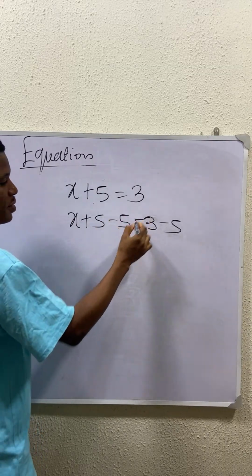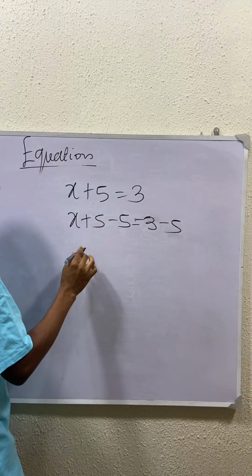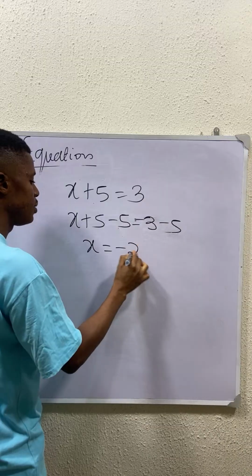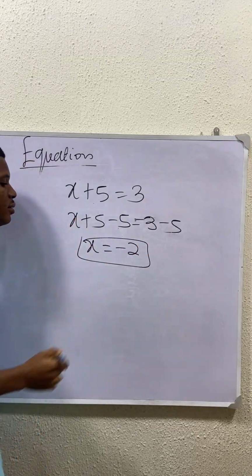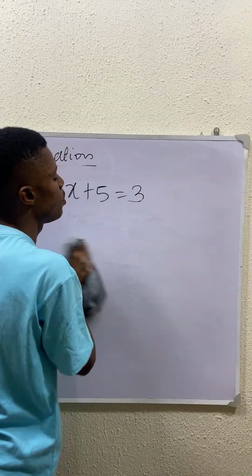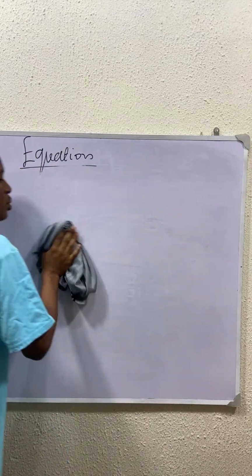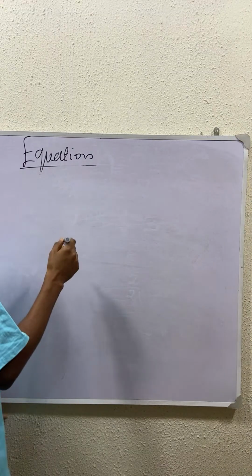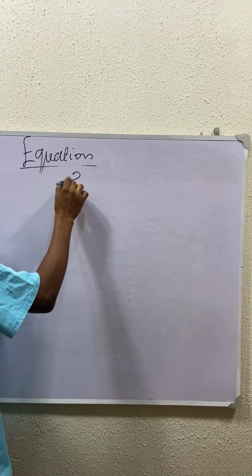Sorry, I was a bit confused. So 5 minus 5 is 0. So x is equal to 3 minus 5, which is minus 2. So this is the value for x. X can only be minus 2. Because if you take minus 2 plus 5, it is basically 3.